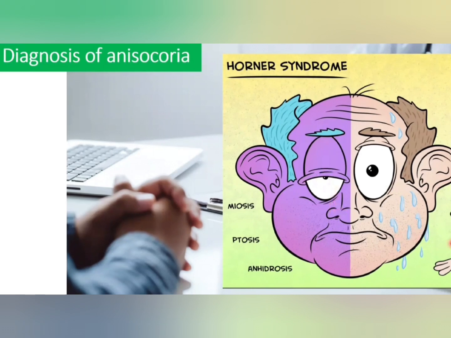Okay, and also ptosis, or drooping eyelid. The upper eyelid of the affected side may droop more than the other side. This happens because the muscles that lift the eyelid are not working properly. And anhidrosis, that means reduced sweating. Here there is no sweating, so there might be reduced sweating on the affected side of the face. This occurs because the nerves that control sweating are also affected. And in some cases, enophthalmos, or a shrunken eye. It is quite rare, but you can also see this condition. Okay, so this can happen.